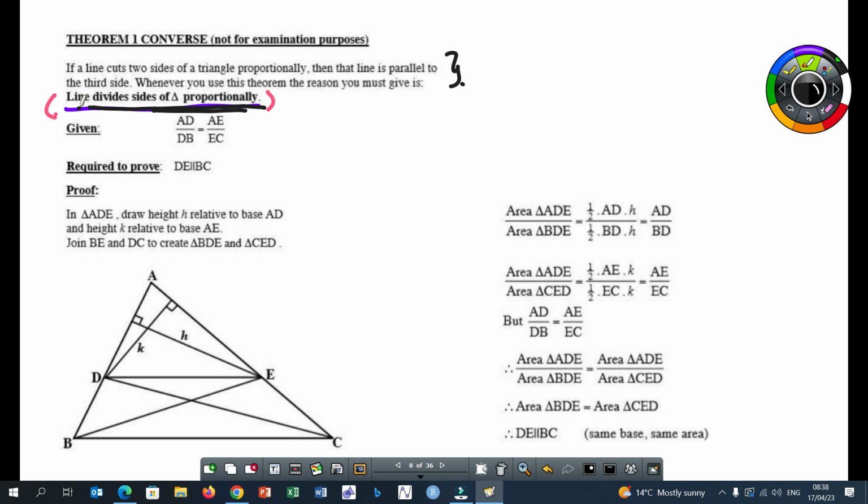Please just copy theorem 1 converse, that paragraph and the reason, and then we stop there. The rest of the stuff you can reread on your own.